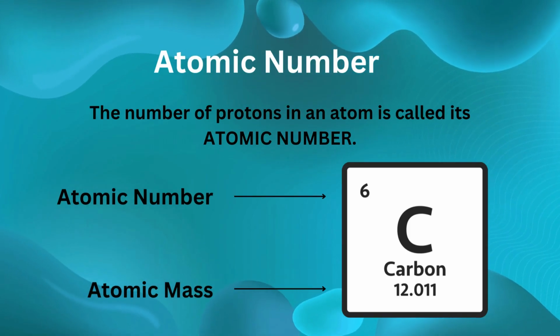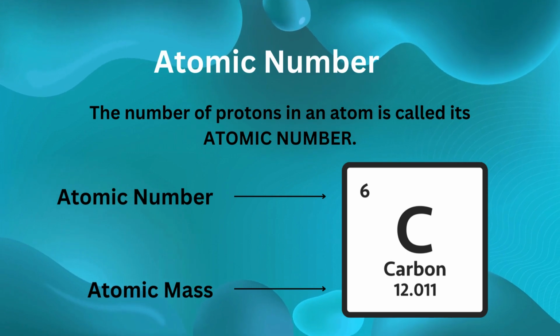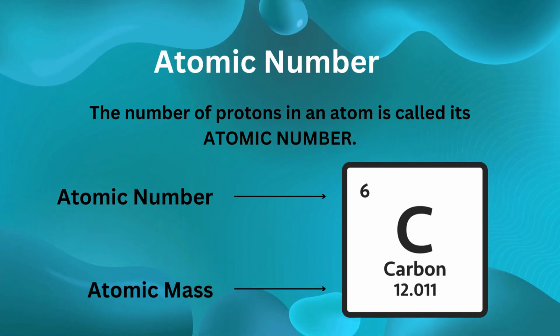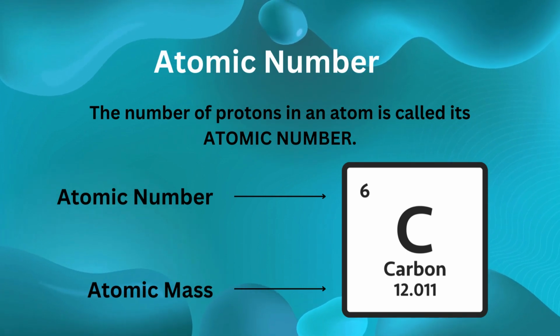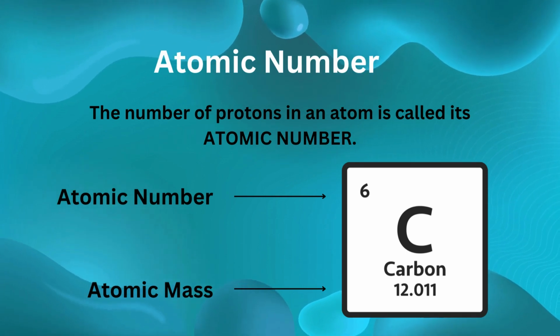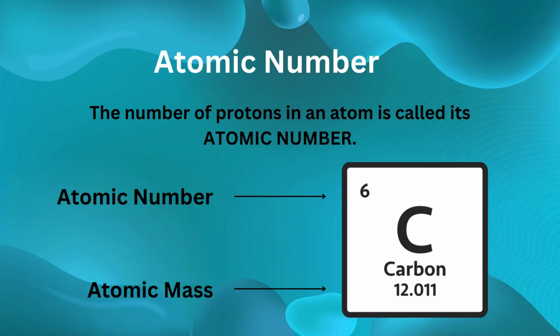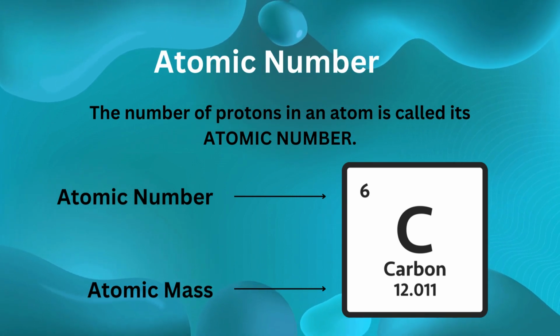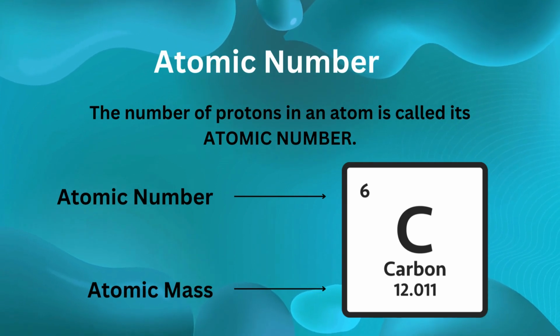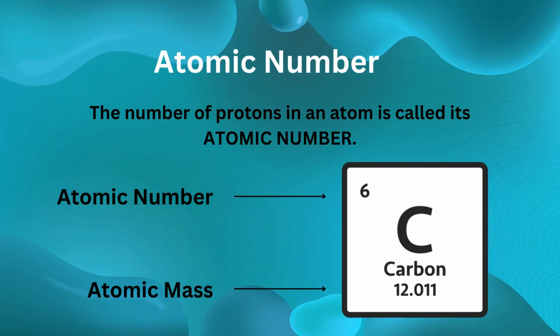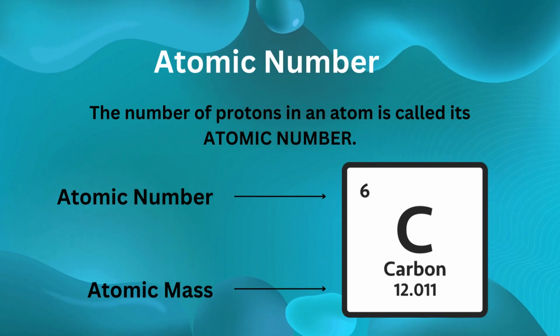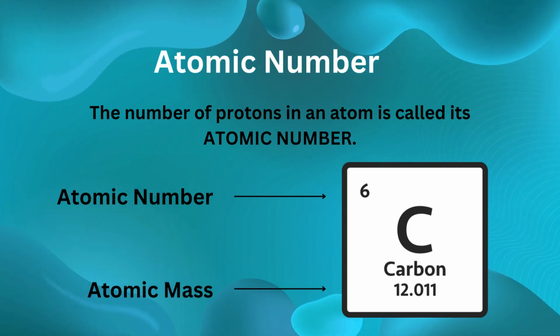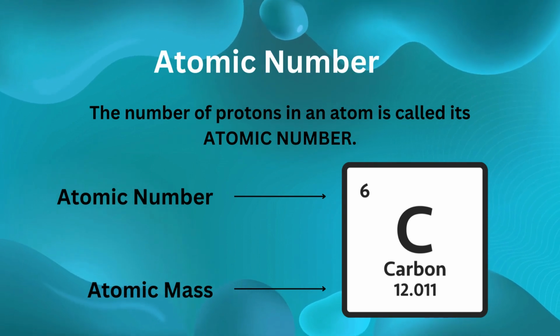Now, the atomic number and the atomic mass. Each element has a different atomic number and atomic mass. The number of protons in an atom is called its atomic number, and the atomic mass is the mass of an atom, which is approximately equal to the number of protons and neutrons in the nucleus of the atom. For example, the element carbon has atomic number 6 and its atomic mass is 12.